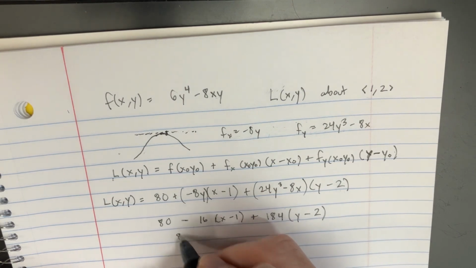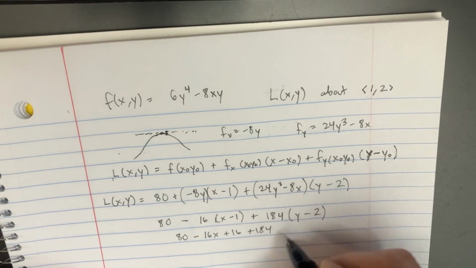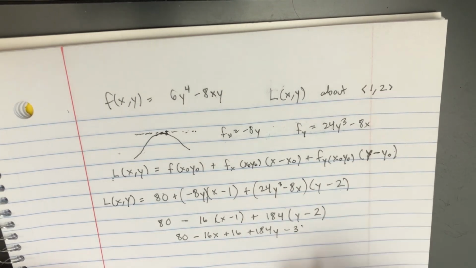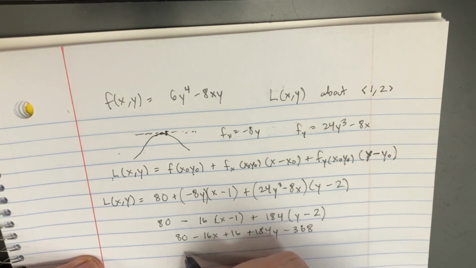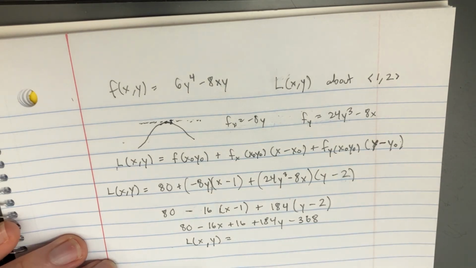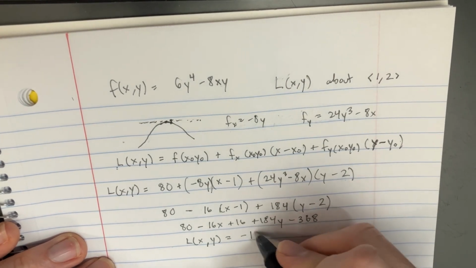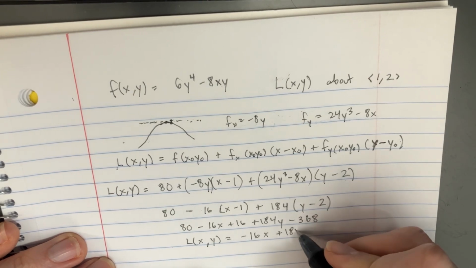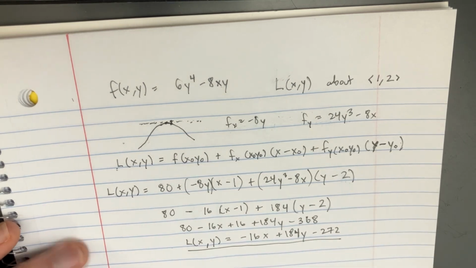And if we simplify this, we'll get 80 minus 16x plus 16 plus 184y minus 184 times 2, which is 368. And add that up, and we'll get L(x,y) is equal to, let's see, 80 plus 16 minus 368. So we should have negative 16x plus 184y minus 272. All right, not too bad.